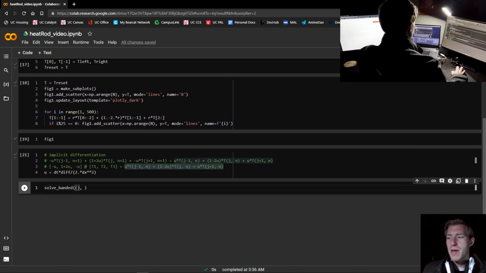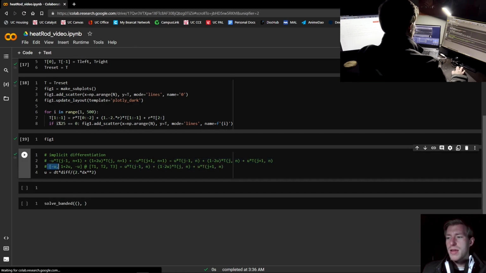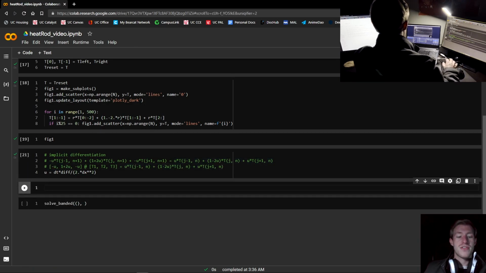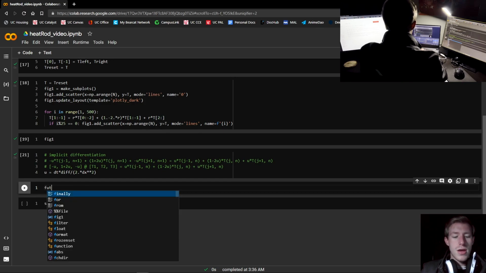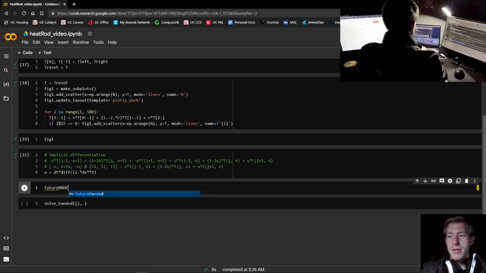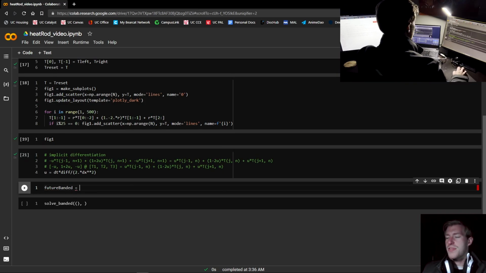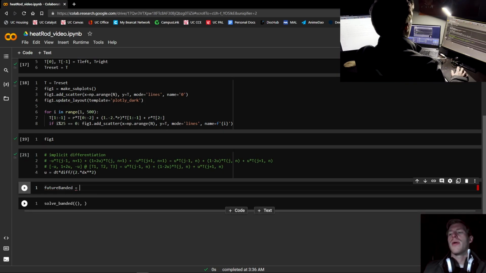So in order to get to the solve banded, we're going to need to set up these coefficients as a banded matrix and work on that. So I'm going to make a new array called future_banded. That's a caps lock. There we go. Future_banded. It kind of remembers because I ran through this once or twice before just to make sure I knew what I was doing going in.